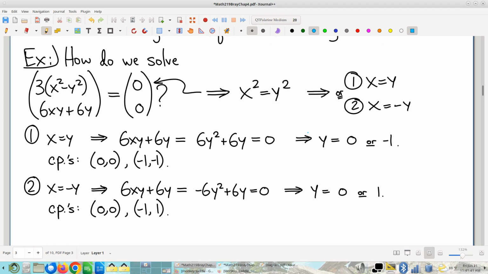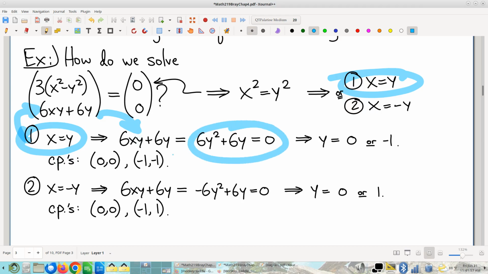Okay, so let's think about our cases. I'll start with case 1. Here we go. Case 1, what if x is equal to y? Well, if that's the case, then that expression that needs to equal 0 turns into this, which gives you values of y.